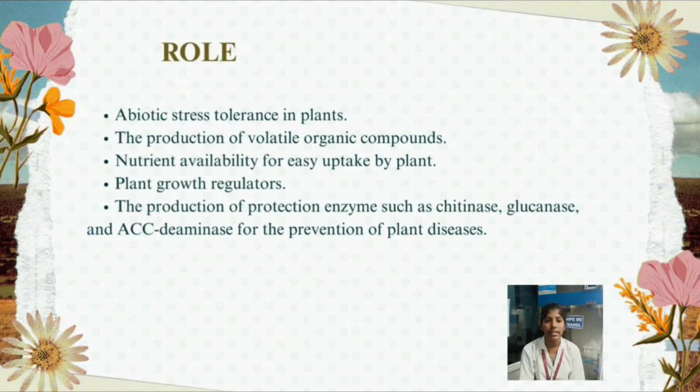Next, let us see the role of plant growth promoting bacteria. They help plants tolerate abiotic stress conditions such as drought, salinity, or temperature extremes. They are involved in the production of volatile organic compounds which support plant health and growth. They also improve nutrient availability in the soil, making it easier for plants to absorb essential elements. In addition, these microbes act as plant growth regulators, promoting overall development. Finally, they produce protective enzymes such as chitinase, glucanase, and ACC deaminase. These enzymes play an important role in preventing plant diseases and ensuring healthy growth.